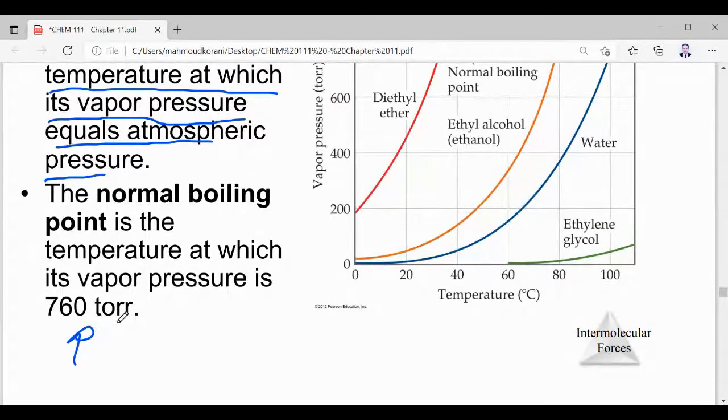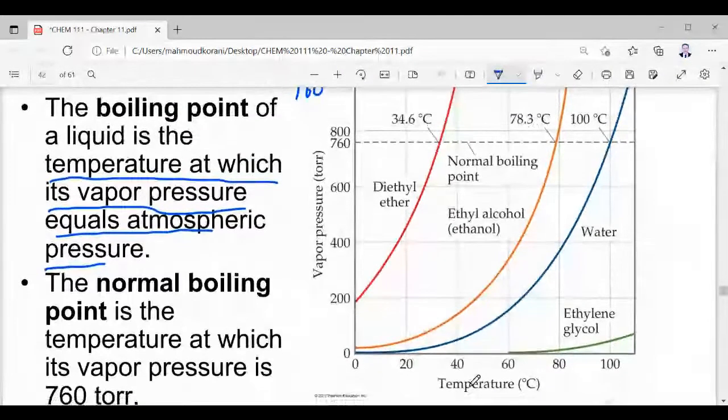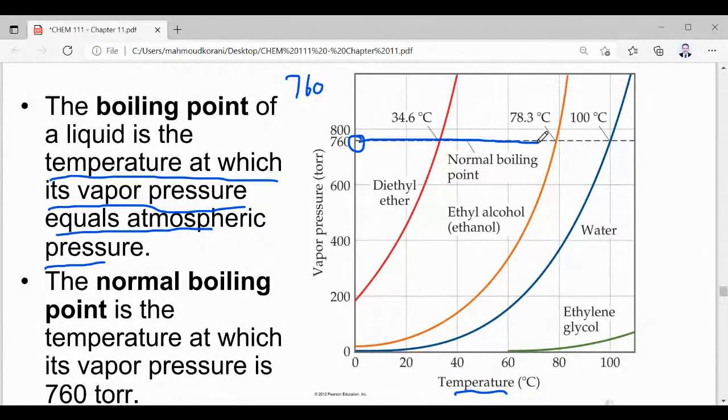How can we determine the boiling point? Just draw a curve or a relation between the temperature and the vapor pressure. Increasing the temperature will increase the vapor pressure. Then, at atmospheric pressure, just draw a line parallel to the temperature axis, as you see.